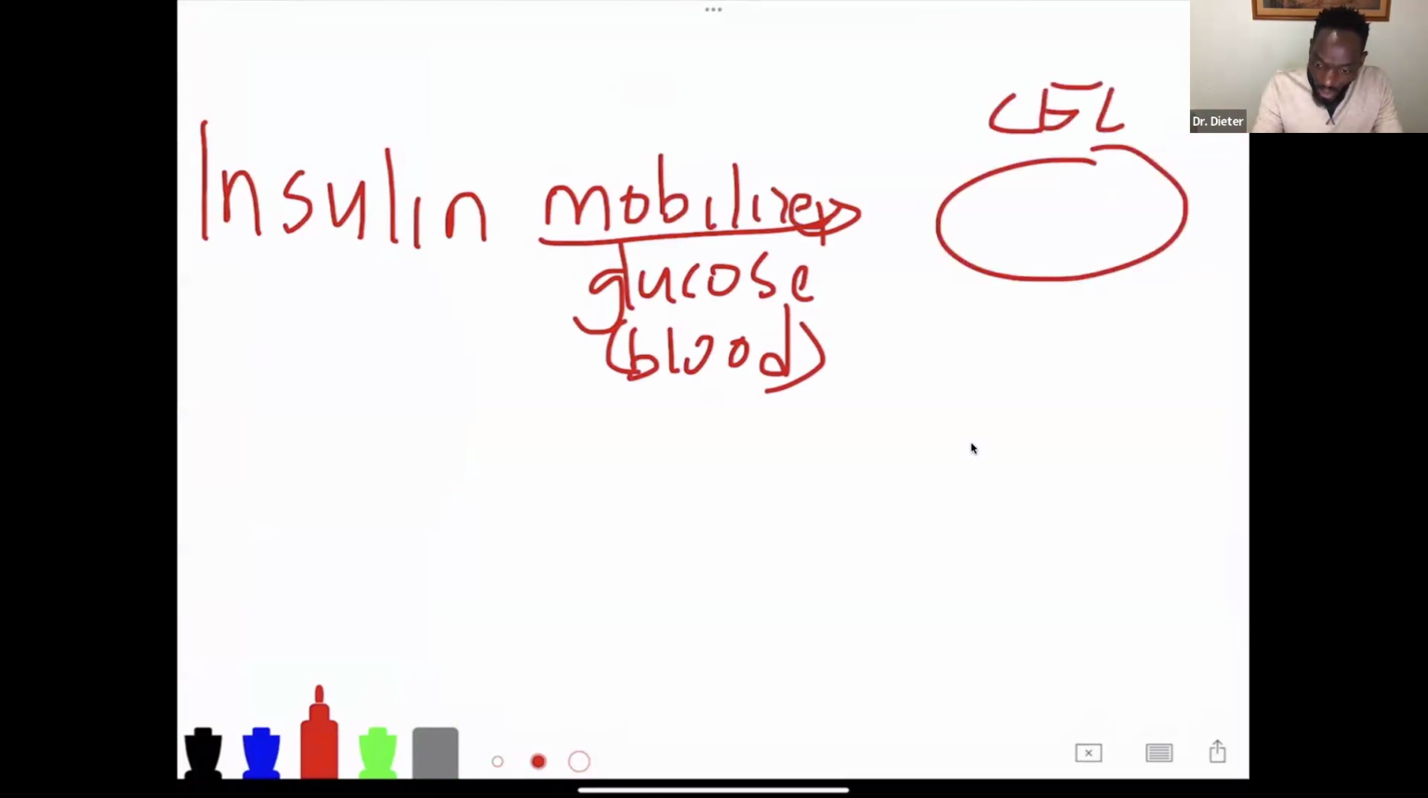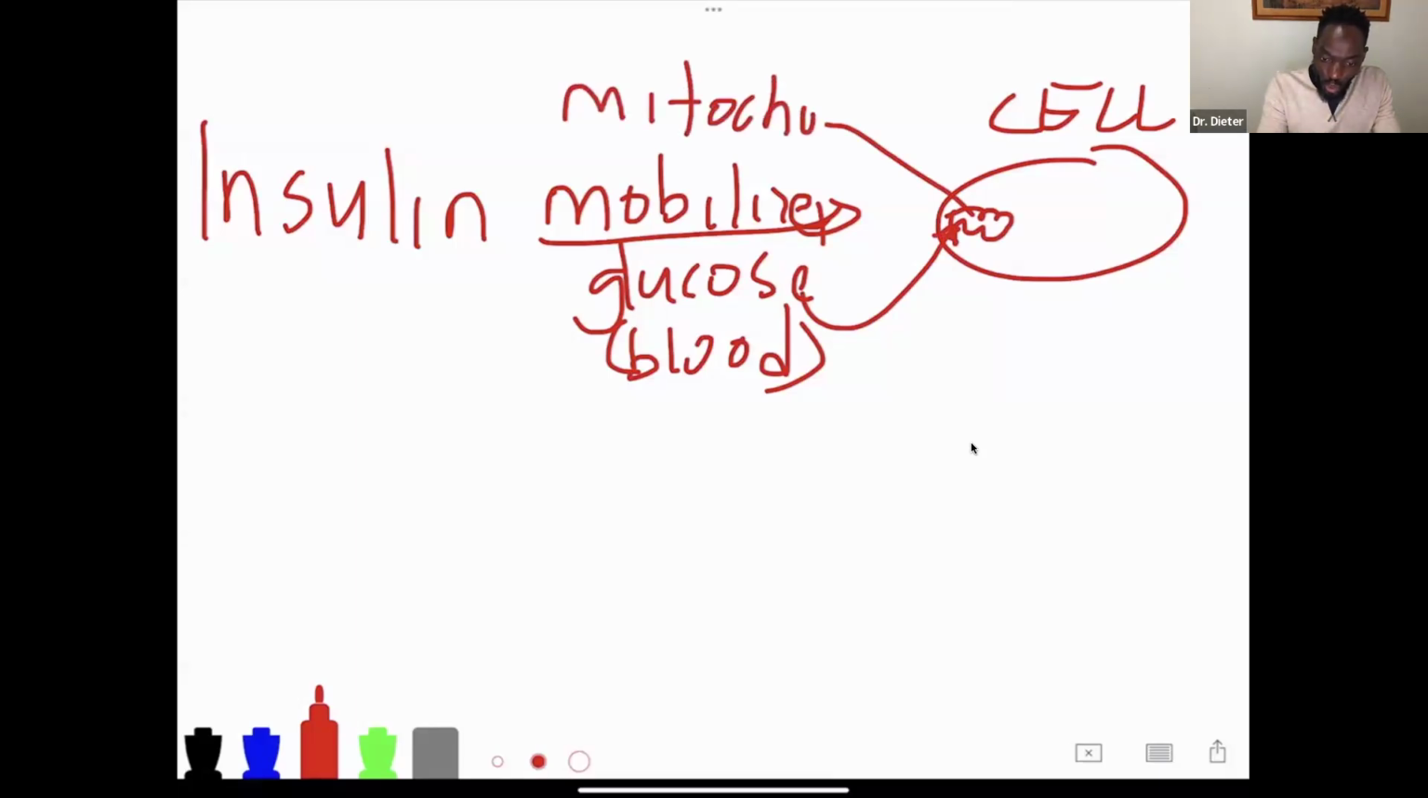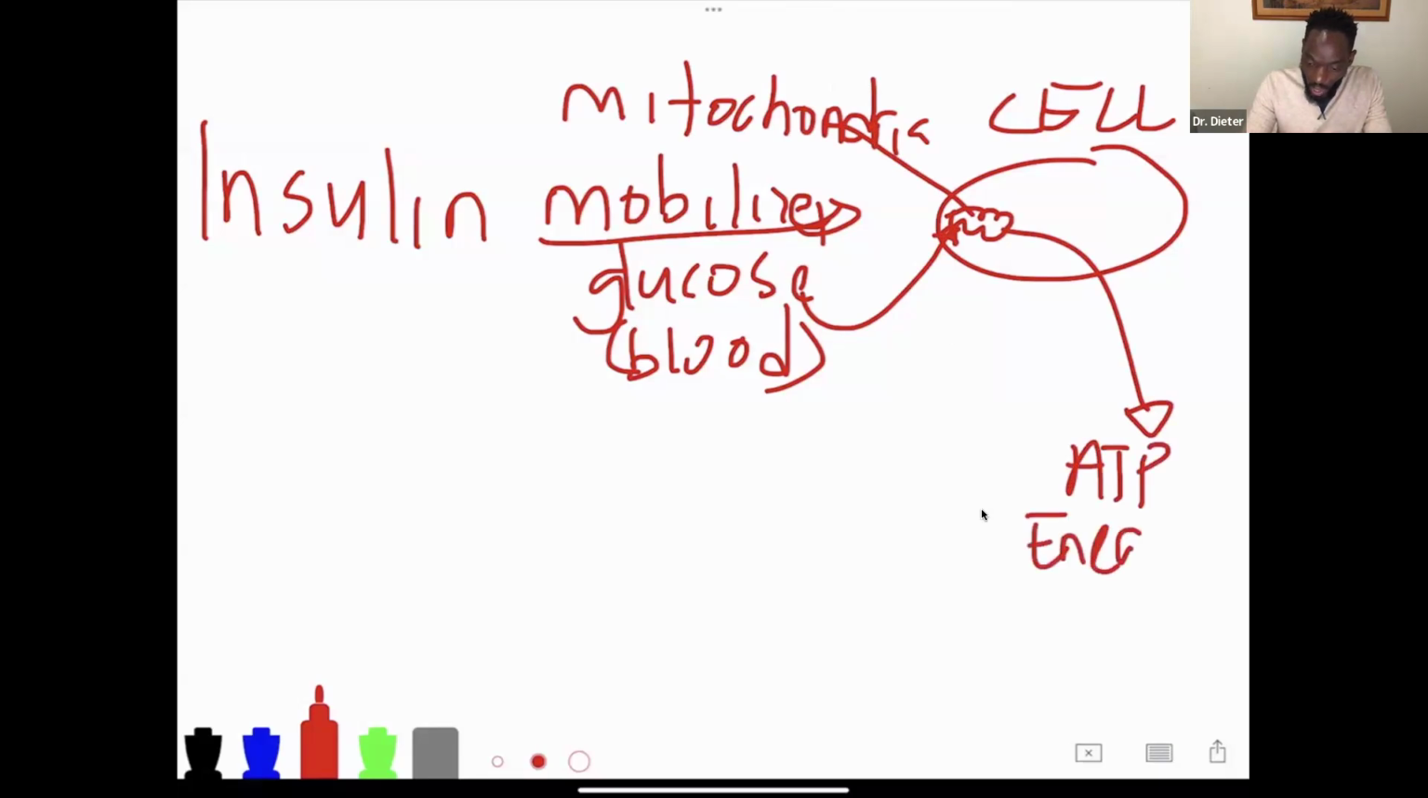Okay? When insulin mobilizes the glucose into the cell, there is a special energy factory in the cell called the mitochondria. Once the glucose enters the cell, it is shunted into the mitochondria. In the mitochondria, the glucose goes through a complex series of reactions called the electron transport chain with the result of an energy molecule called ATP. Okay? So every cell in the body requires energy to function. When the cell doesn't have the energy it needs to function, it malfunctions.